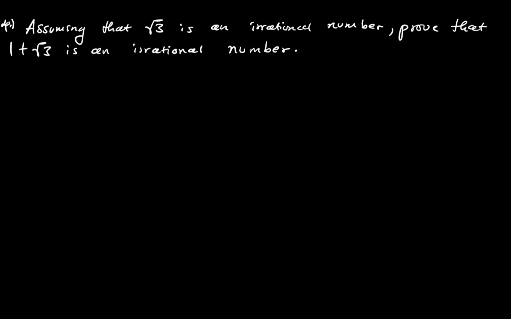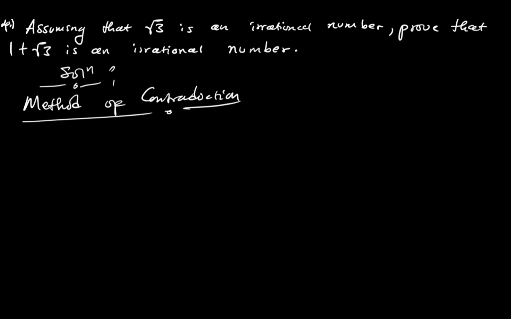All right, now look at this other guy. It says, assuming that root 3 is an irrational number, prove that 1 plus root 3 is an irrational number. Okay, guys, I think you can try this on your own. You can always pause the video and attempt to do it on your own, if you want. But remember, we have some information. We're being told that root 3 is an irrational number. So I'm trying to prove that 1 plus root 3 is also irrational. So remember, give the method that you're using. So method of contradiction.